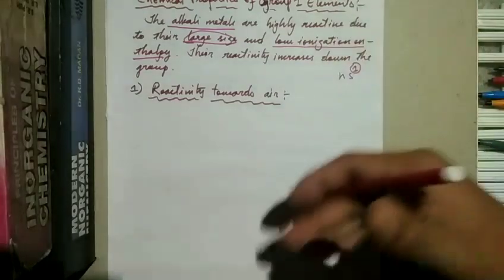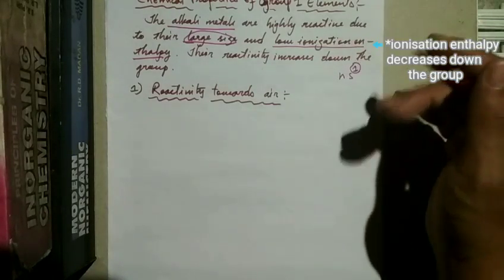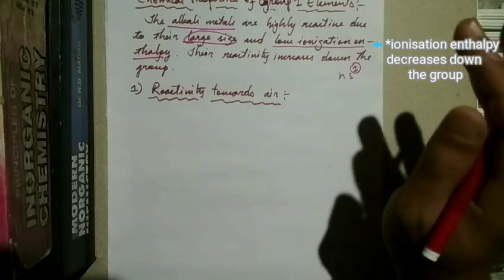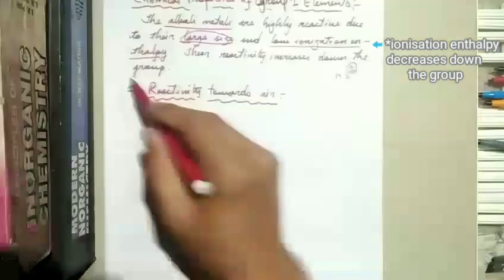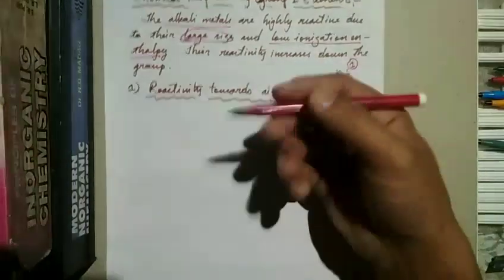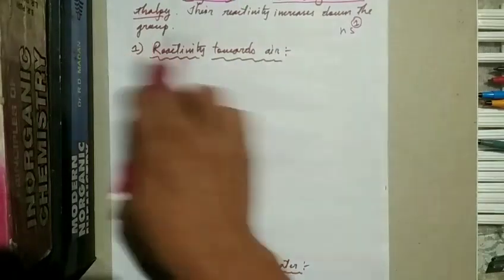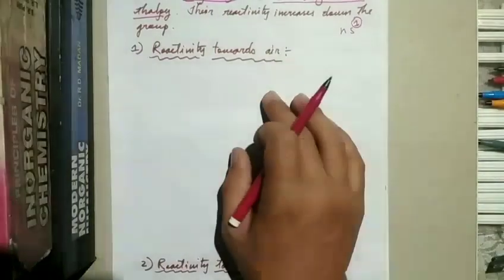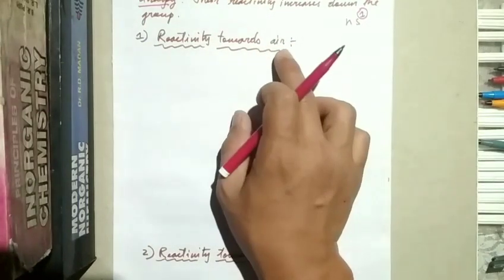As we move down the group, the size increases, so their reactivity also increases. Therefore, their reactivity increases down the group. Now let's come to the chemical properties. Number one, reactivity towards air.